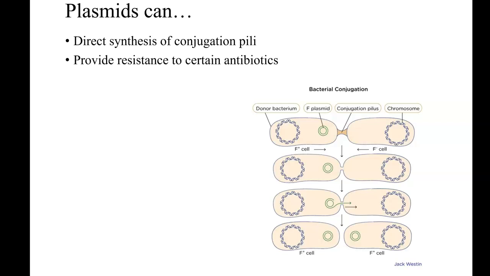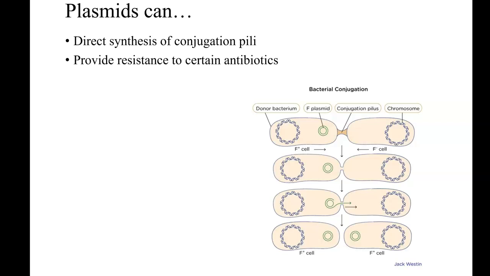If you take a look at this picture, this is a picture of bacterial conjugation. On the left-hand side, we've got our donor cell, our F plus cell. It has a chromosome, and you notice that it has an F plasmid. That F plasmid has the instructions to make that conjugation pilus. Now that conjugation pilus forms, remember that's something unique to bacteria, and it can actually exchange genetic information with that F minus cell, that recipient cell.